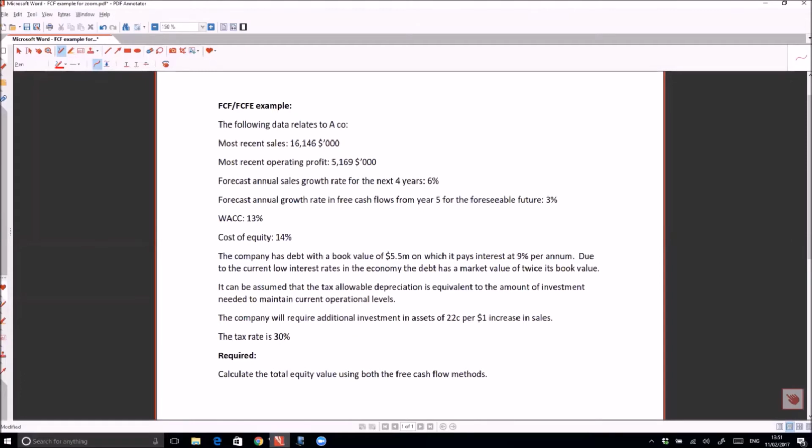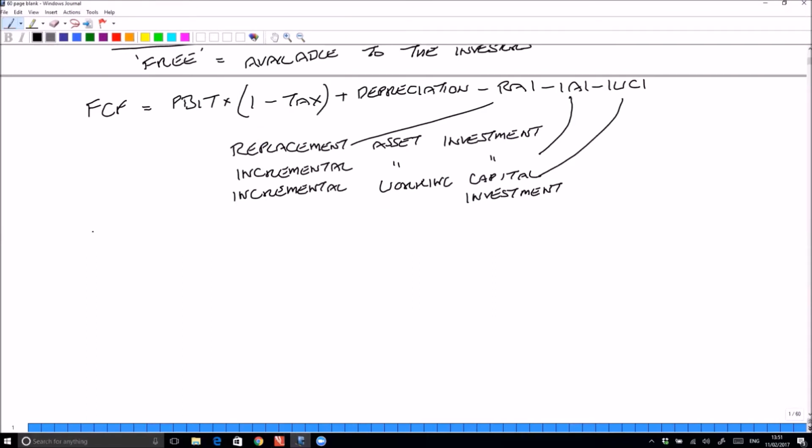Let's start having a think about that. And so let's go back to my notes. And so let's say method 1. And we're going to discount the free cash flows at, yes, the WACC, and that will give us the total company value. Well, within the question, we're given the WACC, and so that's not a problem. And what we need to calculate is the free cash flows.